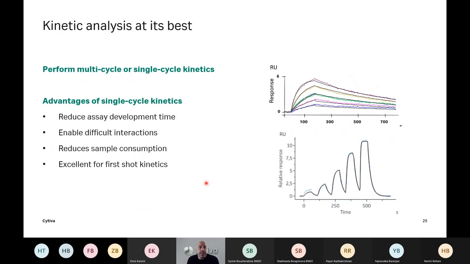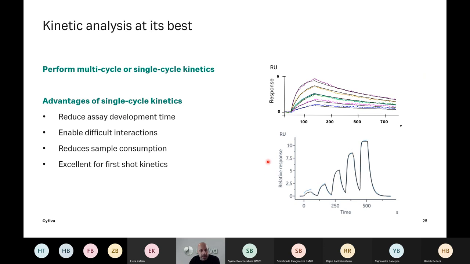We can run the classical kinetic analysis, what we call multi-cycle kinetics, but these systems, through the software for preparation of the method and also for the evaluation of results, also allow us to run what we call single cycle kinetics, in which the different sample concentrations are injected sequentially one after the other. So we don't need to regenerate the surface in between the different sample injections. This allows us to study difficult interactions, and it reduces assay development time since we don't need to find the optimal regeneration conditions for the sensor chip surface.